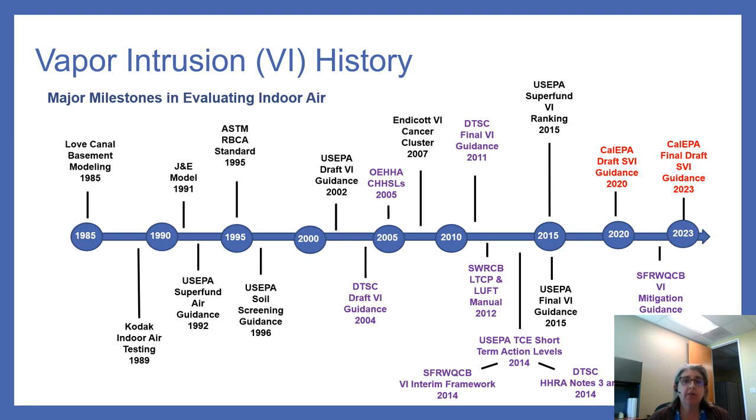The Cali-PA Vapor Intrusion Workgroup was formed to develop statewide consistency in the approach used to evaluate vapor intrusion and to screen potential vapor intrusion health risks earlier in the site investigation process. The workgroup prepared the draft supplemental vapor intrusion guidance, released to the public in February 2020, shown in red, and after a comment period, the final draft was released this February.